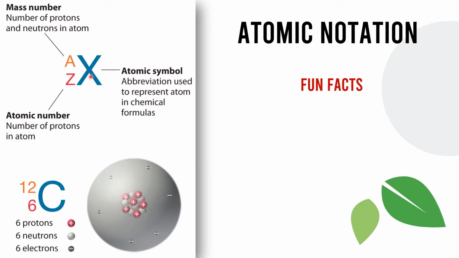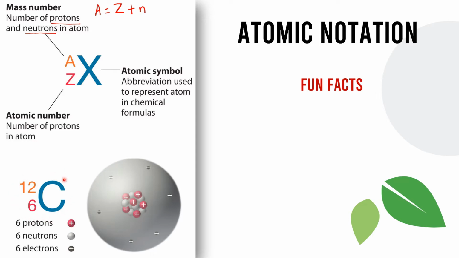In atomic notation, we have the atomic symbol. X is the atomic symbol, so we may substitute it with any element such as sodium, carbon, and so on. A is the mass number. So what is the mass number? Mass number is the number of protons and number of neutrons. So A equals the number of protons, which is Z, plus N, which is the number of neutrons. And what is Z? Z is the atomic number or number of protons in the atom.